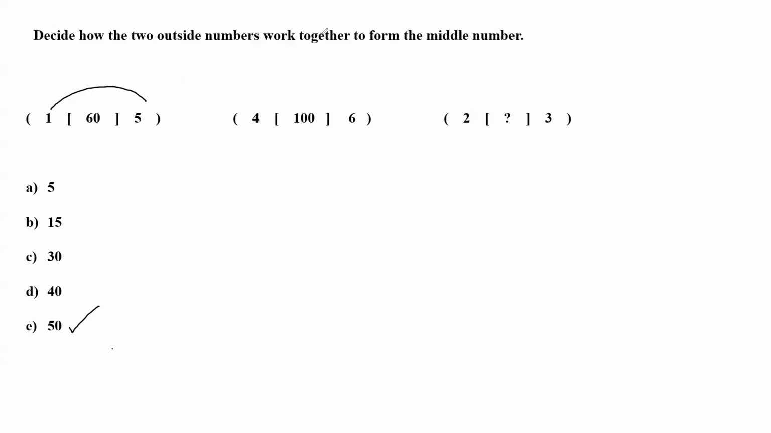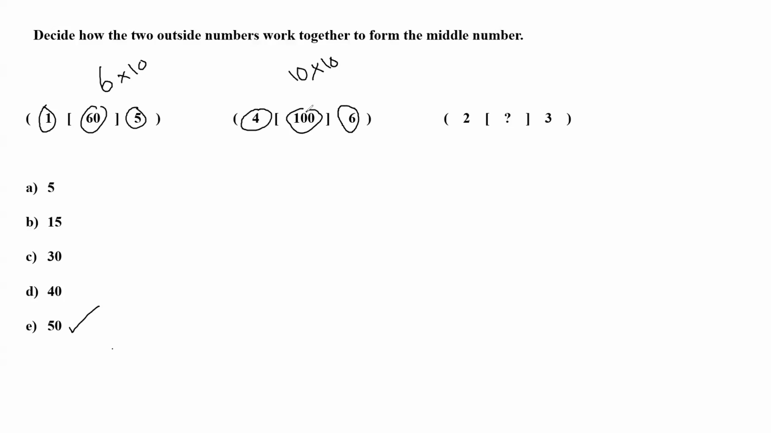For anyone that's still a bit confused, watch carefully. We add the outside numbers to get 6, and we multiply our answer by 10 to get the middle number, 60. So let's do the same for the next step. Outside numbers, we add them. We get 10, we multiply by 10, we get 100, which is the middle number.